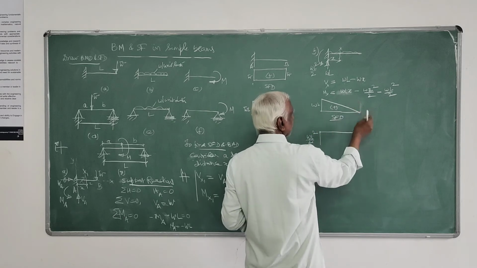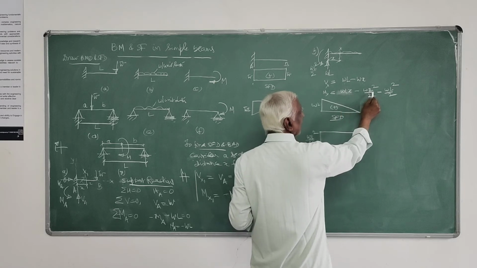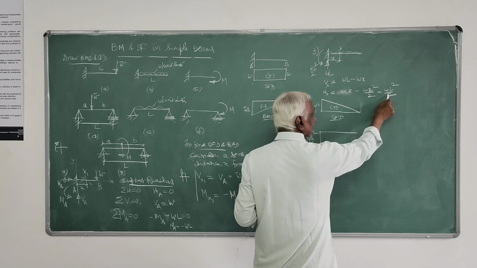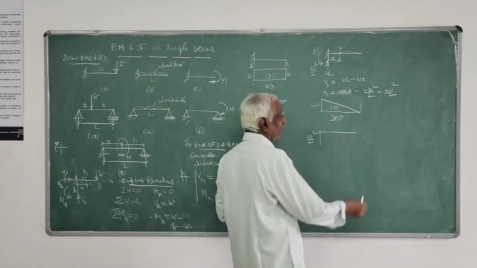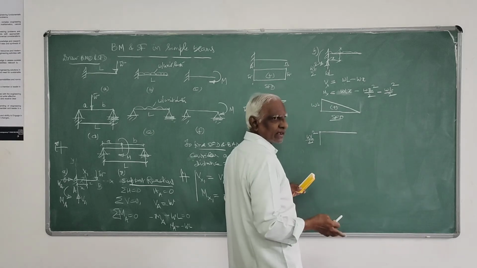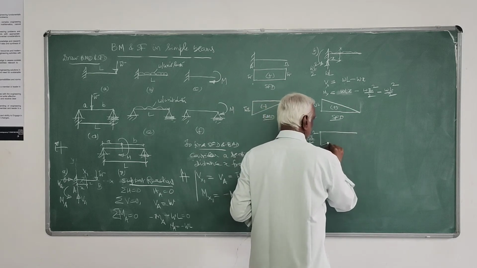Then, when x is equal to L, it is WL square minus WL square by 2. That is, WL square by 2, and this is also minus WL square by 2. WL square by 2 minus WL square by 2. It is minus WL square, this is WL square. It is 0.